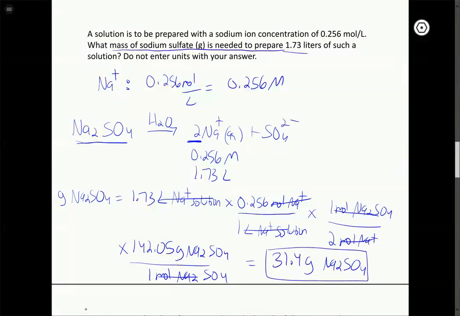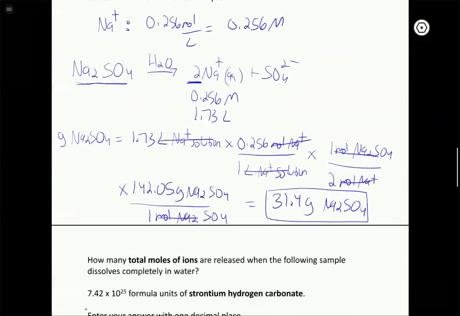Alright, and this was a numerical question, so you could have had different numbers involved, but the series of steps is the same. We figure out how many moles of Na+ we have, we figure out how many moles of sodium sulfate that corresponds to, and then we convert that moles back into grams.